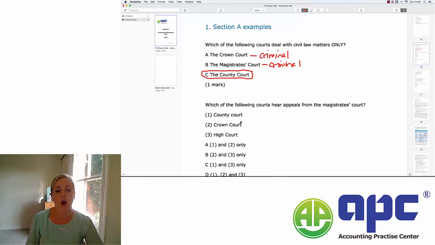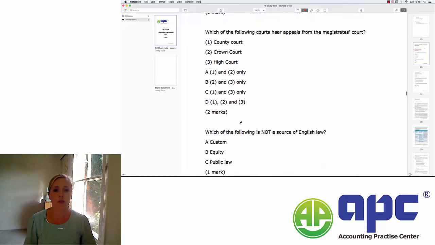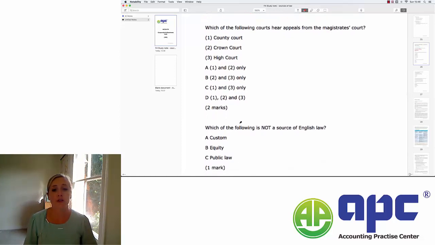Okay, moving on to the second question. This question is worth 2 marks. Which of the following courts hear appeals from the Magistrates Court? Is it the County Court, the Crown Court, or the High Court? And you have 4 options here.